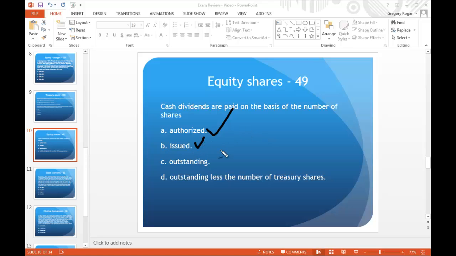Now issued is like, say I had authorized 10 million but I only issued 5 million. So I issued 5 million out of the 10. So it's totally different. Now outstanding, what's outstanding shares? Well, I had issued 5 million. Now I bought a million back in treasury. So I really have outstanding 4 million. So it really depends how many I purchase back. And the outstanding less the number of treasury shares doesn't really make much sense, because issued less treasury is already outstanding.